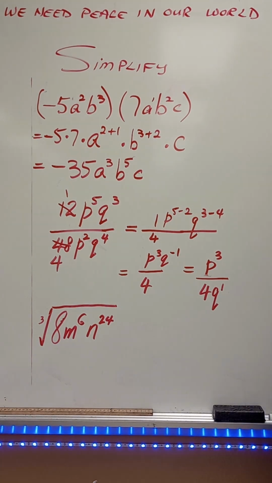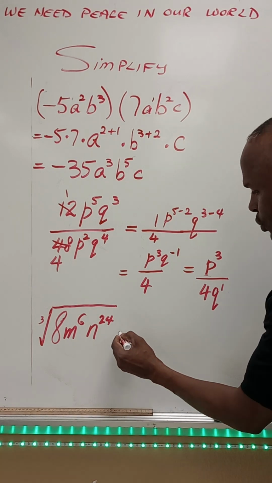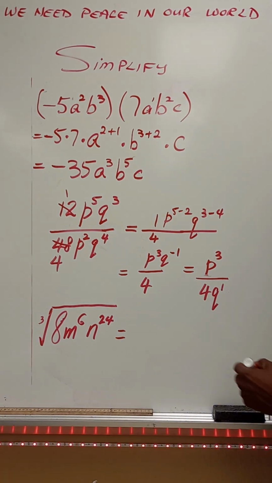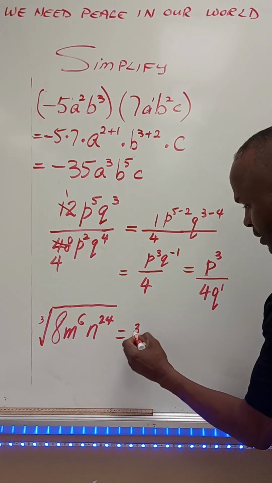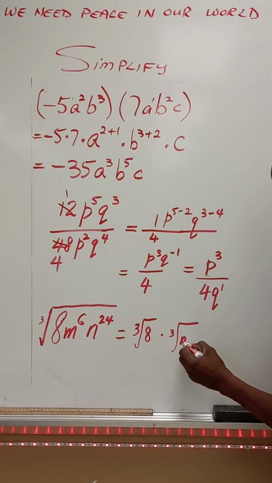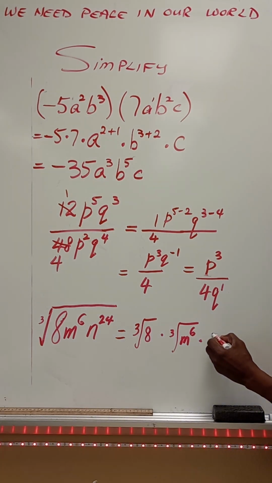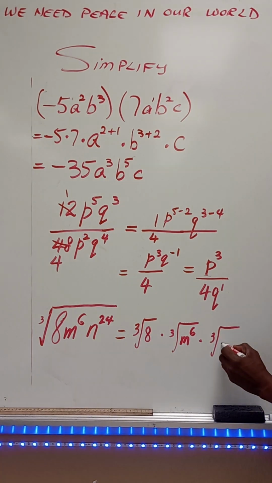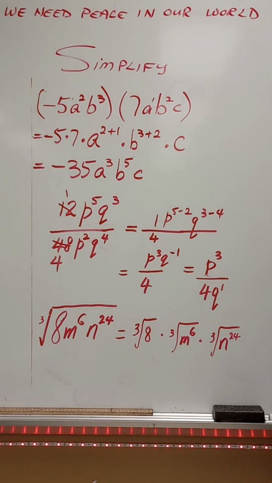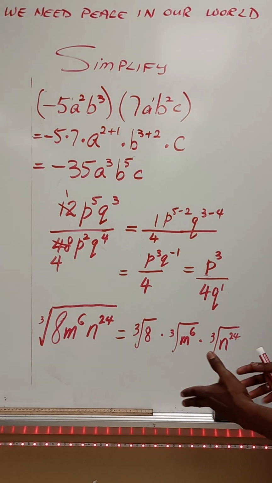And finally, this here, I'm going to do an expansion of it so you can see what is going on with each element under that radical. That's the third root. So you're going to find the third root of 8 times the third root of m to the 6th times the third root of n to the 24th. Please notice the expansion and don't get confused by it. Each element is now sheltered, and they have their own individual umbrellas. I call the radicals umbrellas.